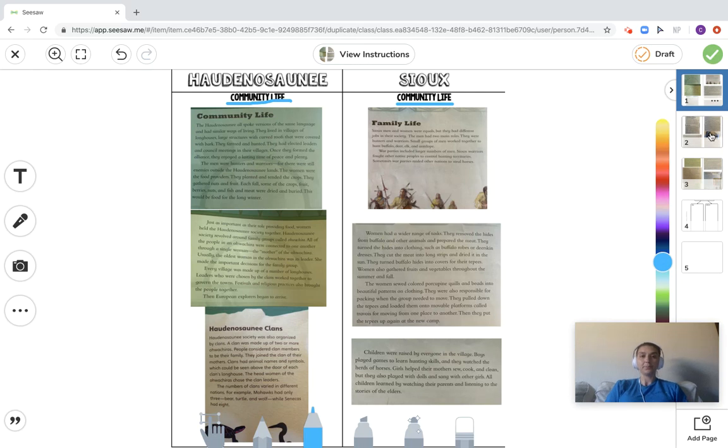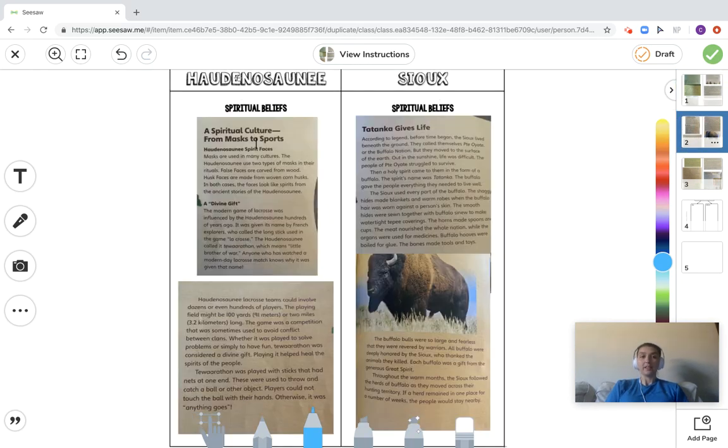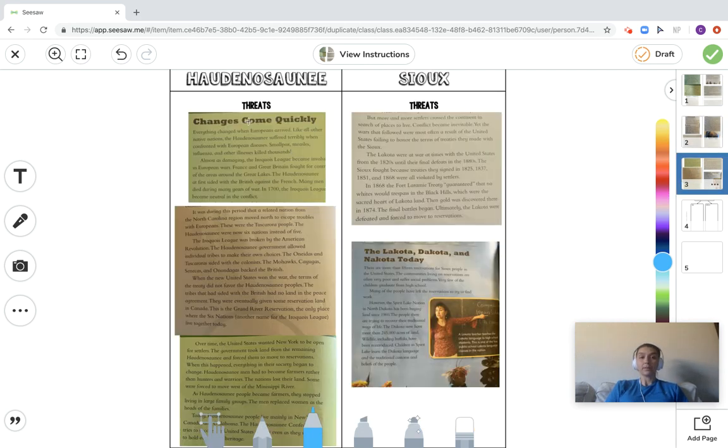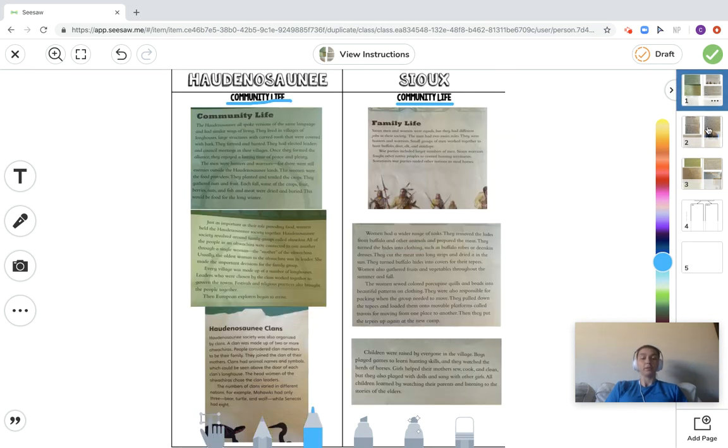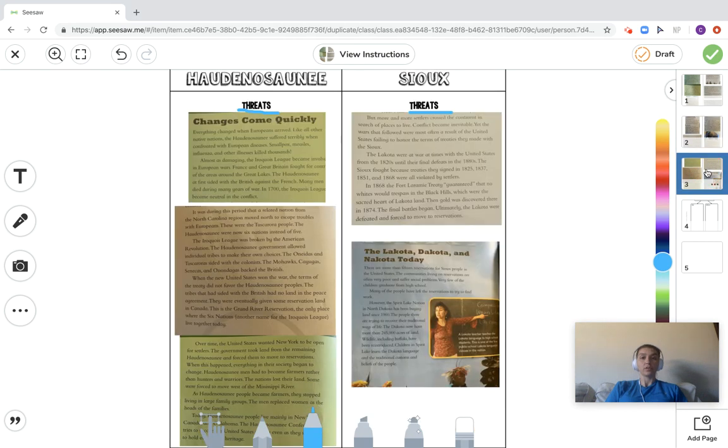Let's look at page 2. So page 2 again, the Haudenosaunee on the left, the Sioux on the right. This one's all about spiritual beliefs. Maybe that's interesting to you, and you would say, yep, I want to compare and contrast the spiritual beliefs of the Sioux and the Haudenosaunee people. Option 3, you can compare and contrast the threats of the Haudenosaunee and the Sioux Nation. So you are to choose one of these 3, community life, spiritual beliefs, or threats. Not all 3, not 2, just 1.